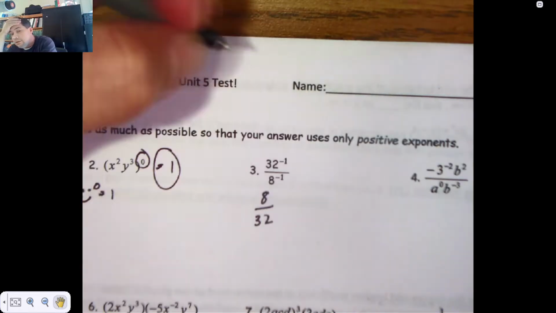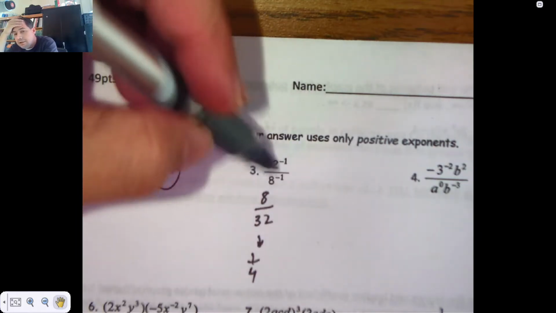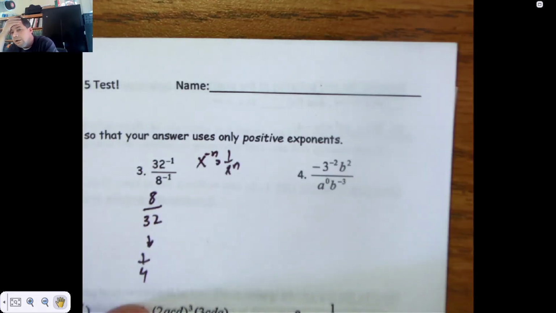33 is really easy. You flip it, you get 8/32. You reduce it, you get a fourth. The reason I did that is because I had that negative exponent rule. That x to the negative n is 1 over x to the n, so I did it that way. 4.